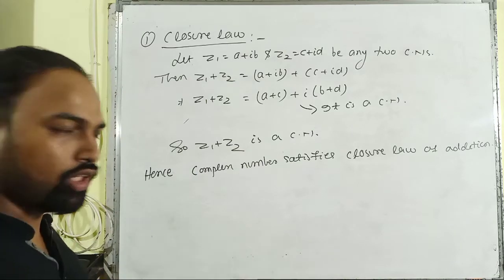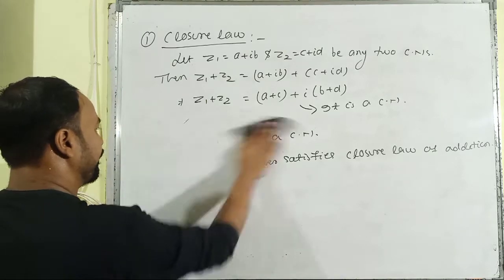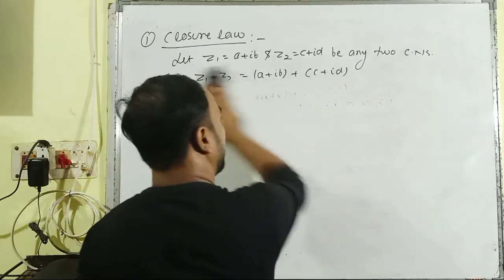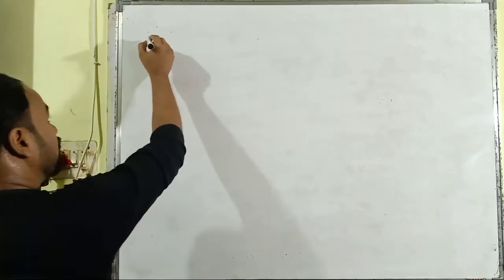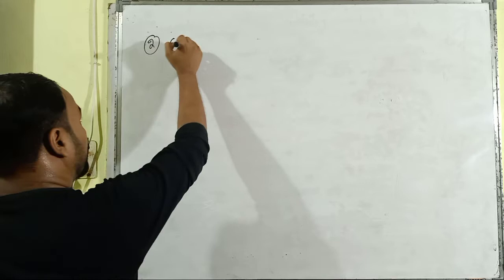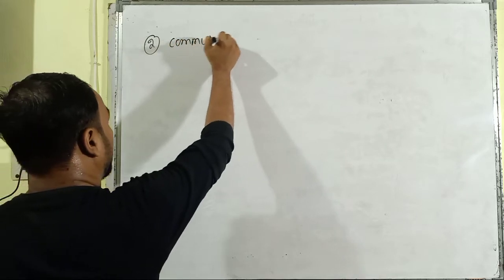Then next, moving towards the second property. The second one is commutative law.